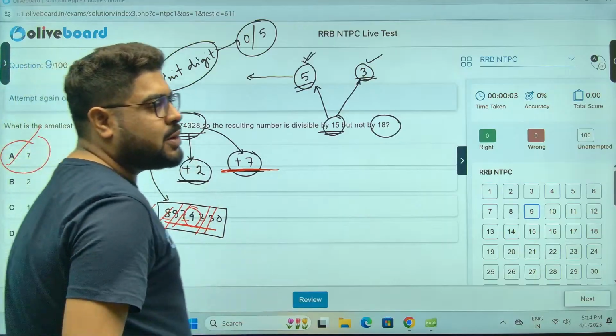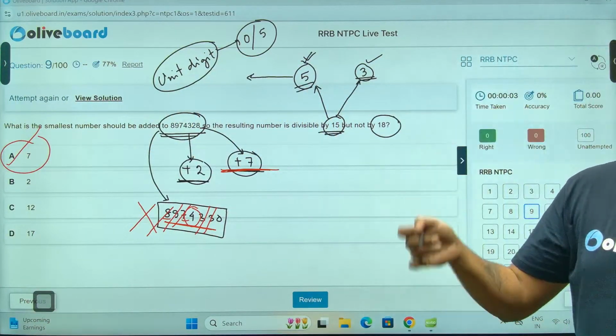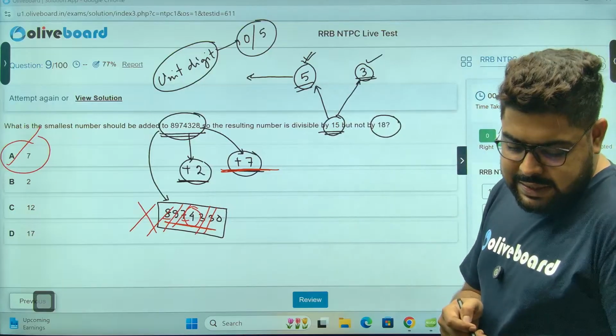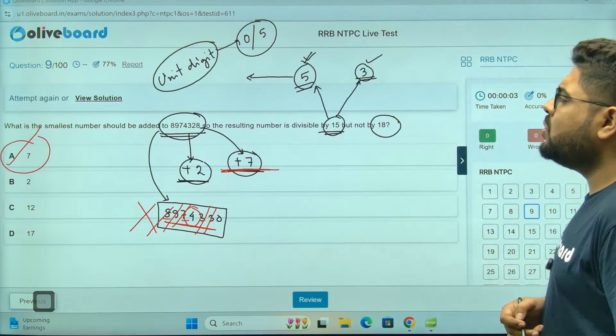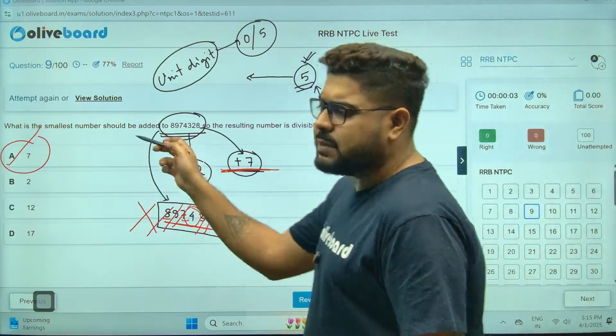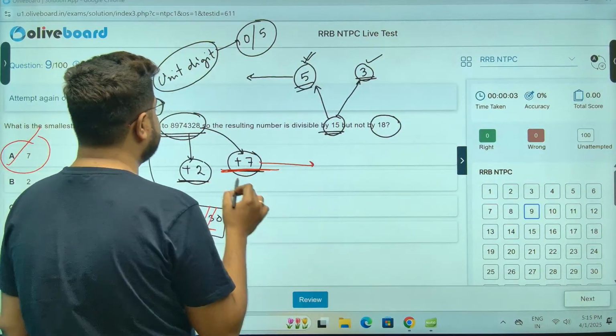Option A. Because there were only 2 options. One option is not working, so definitely the second option has to be the answer. 17 you were saying? No. Smallest number I am getting is 7. It is coming from 7 only. You guys are saying it is not coming from 7. Let's see.